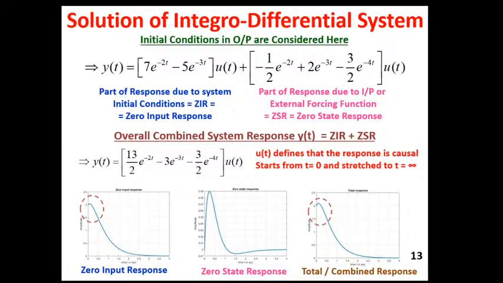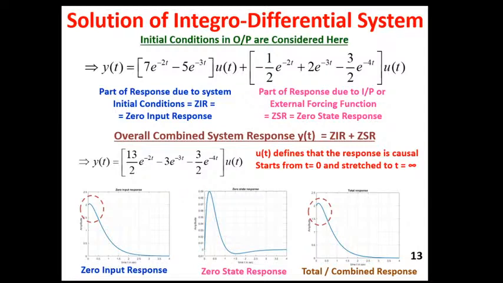So both of these, if you add them, we get y(t) as 13/2 e^(-2t) - 3e^(-3t) - 3/2 e^(-4t). So that is the combined overall response, and u(t) is there to define that this system is causal. So the zero input response and zero state response, if we add them together, that is actually the combined response.